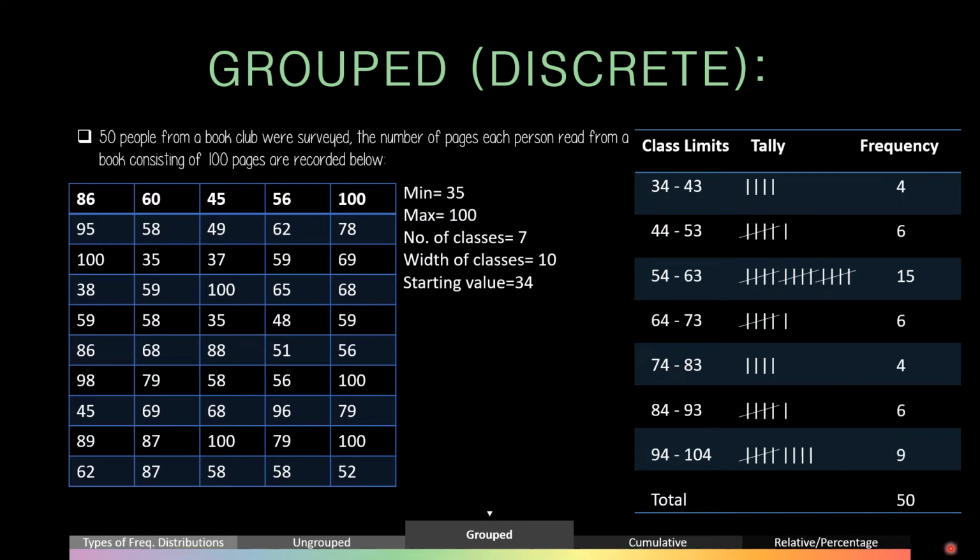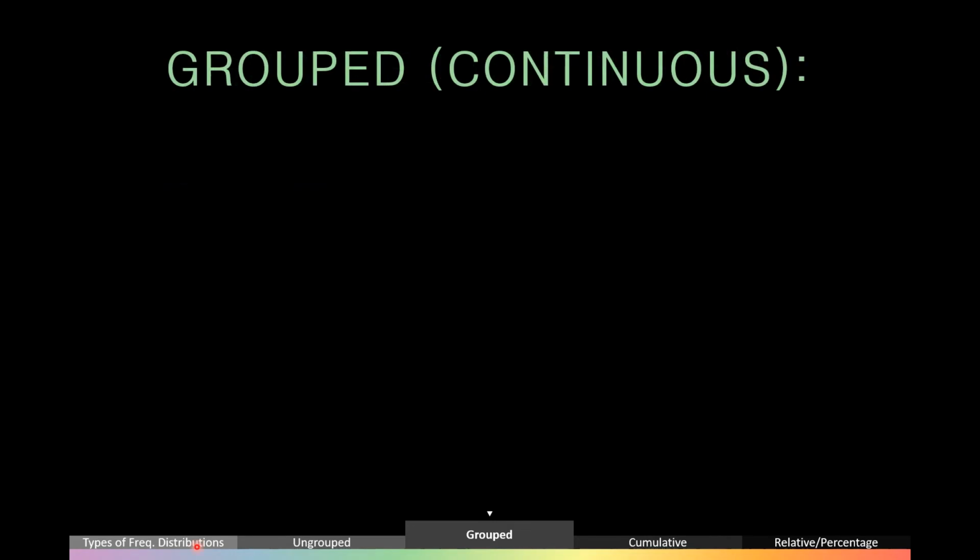Interpreting our frequency distribution, we can see that most people have read between 54 and 63 pages, which tells us that most of the people in this book club are about halfway through the book. And only 9 people, so 9 out of 50 people, have completed the book. Moving on to the next example.